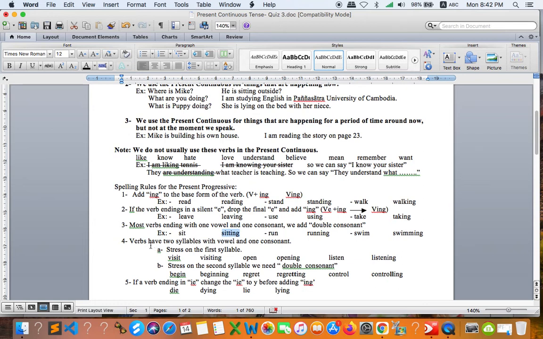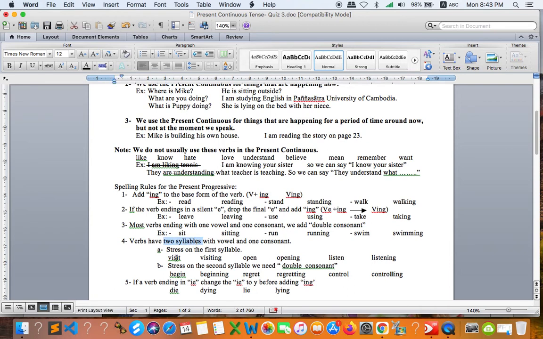Number 4, verbs that have 2 syllables with a vowel and one consonant. Okay, so two syllables, everybody. CVC, the same thing, but the stress is different. In this case, as you can see right here, visit. The reason is the stress is on the first syllable. So sit, as you can see, is CVC, so we should double, right? But it does not always happen with 2-syllable verbs.